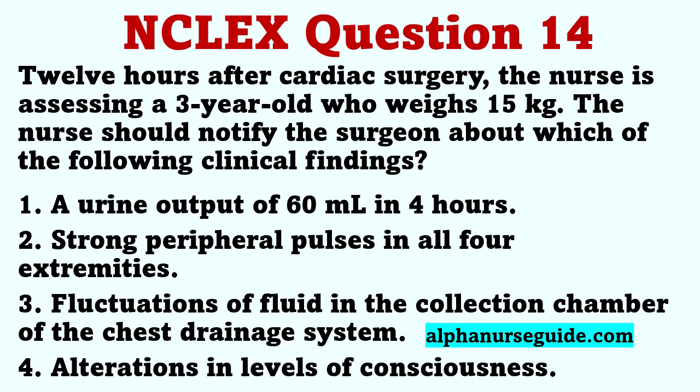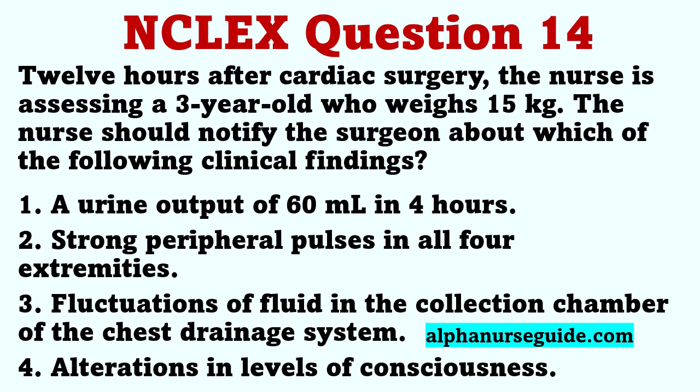12 hours after cardiac surgery, the nurse is assessing a 3-year-old who weighs 15 kilograms. The nurse should notify the surgeon about which of the following clinical findings? 1. A urine output of 60 milliliters in 4 hours. 2. Strong peripheral pulses in all 4 extremities. 3. Fluctuations of fluid in the collection chamber of the chest drainage system. 4. Alterations in levels of consciousness.